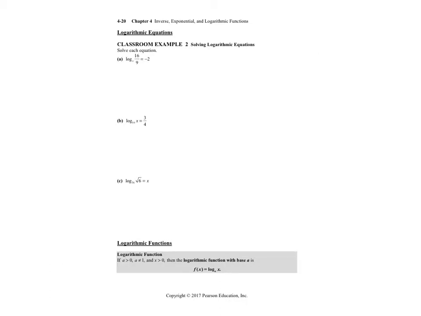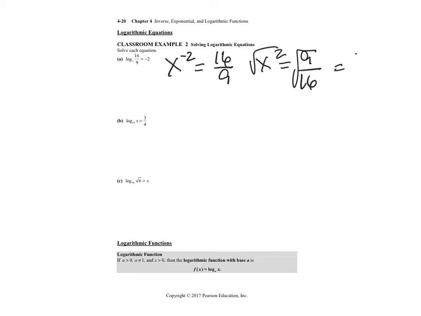Okay, so on this page it says solving logarithmic equations. So I know x to the negative 2 power equals 16/9. If I want to make the 2 positive, I know x squared equals 9/16. And then I can square root both sides, so it equals plus or minus 3/4. And it's only positive 3/4 because logs can't be negative.